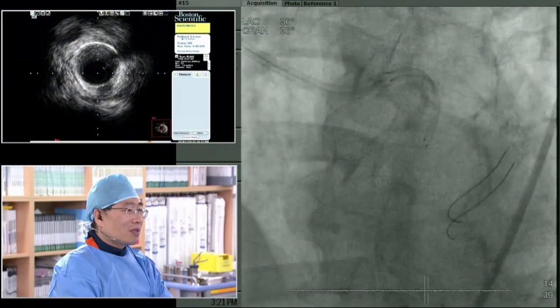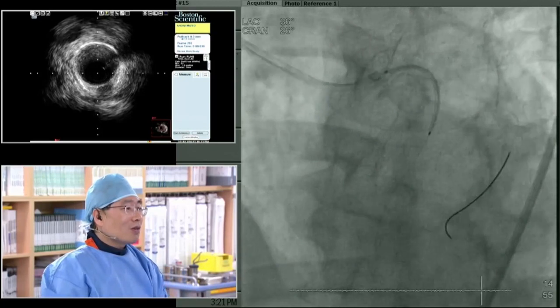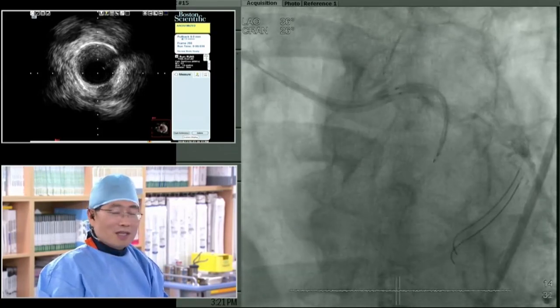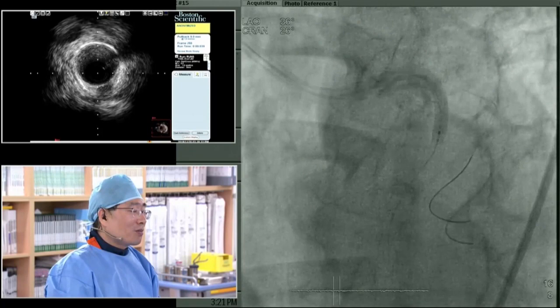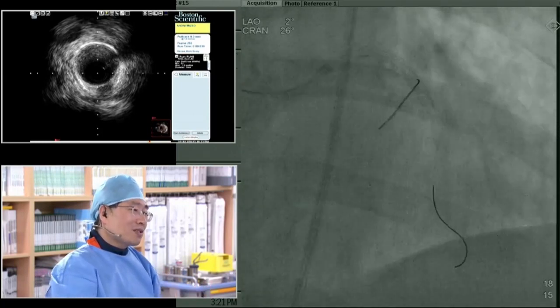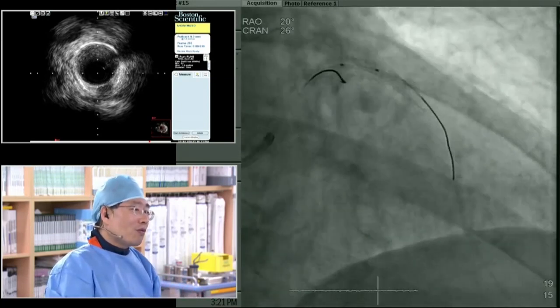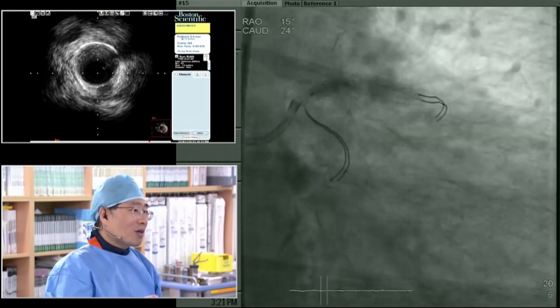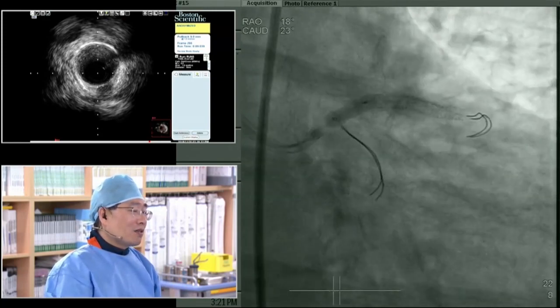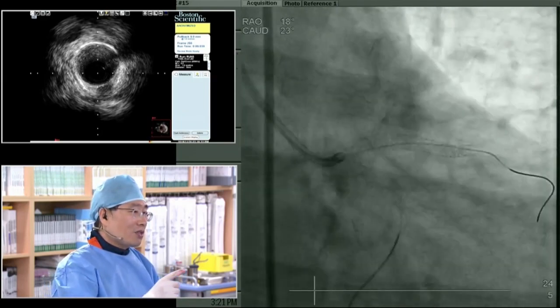So we just finished the procedure. As you can see, we implanted a 3.5, 38 millimeter drug-eluting stent. The distal vessel is 3.0. So we used low pressure at first, and then high pressure in the proximal part. Then we did IVUS. At the time, the stent was somewhat underexpanded, especially around the LAD ostium. So we used a 4.0 non-compliant balloon for post-dilation up to 14 atmospheres. So here is the final result, as you can see.